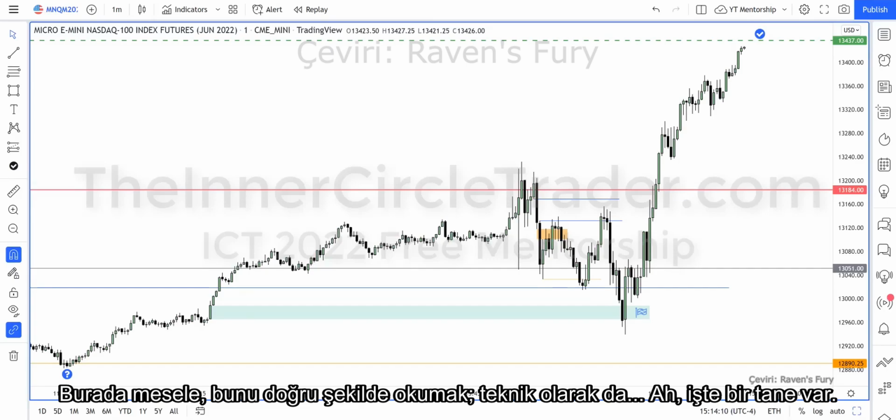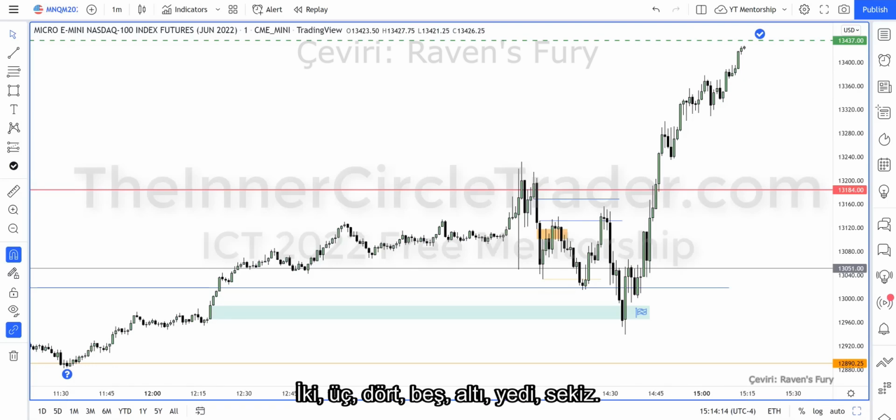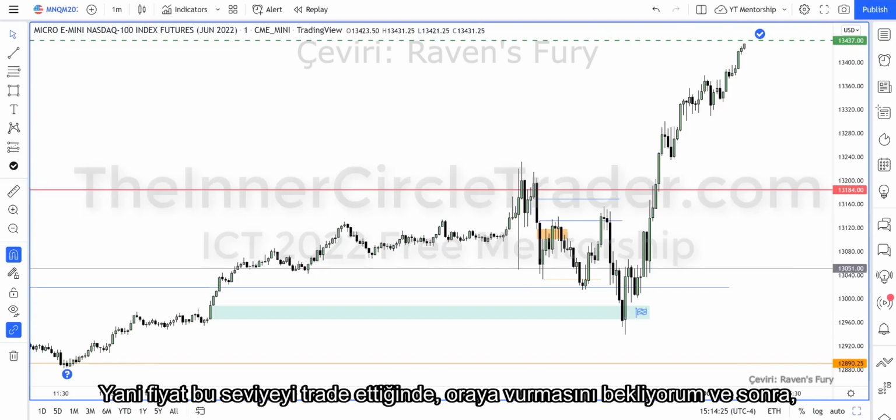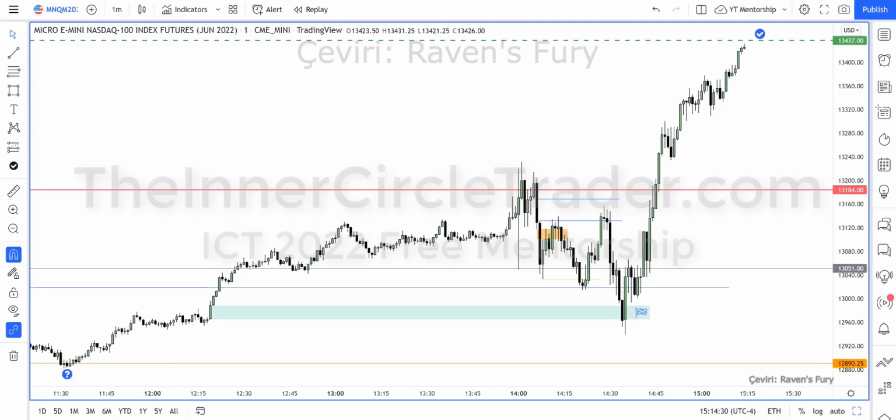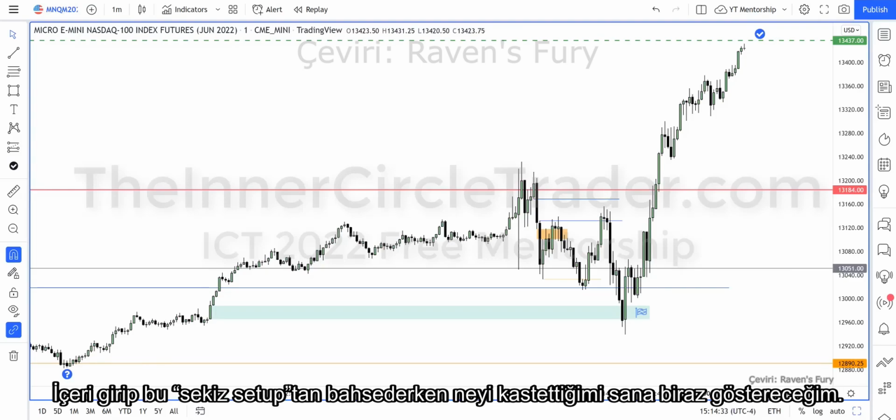And really, technically, there's 1, 2, 3, 4, 5, 6, 7, 8. There's 8 trades in this whole entire thing. So once it trades this level here, I'm looking for it to hit that, and then I'll go in and show you some things about what I'm referring to as the 8 setups.